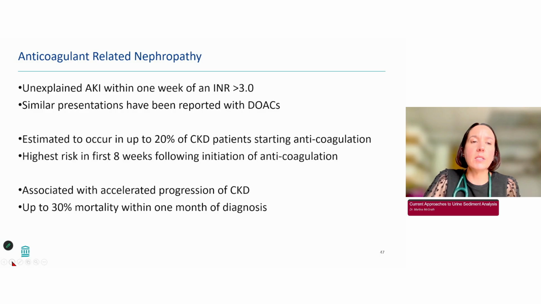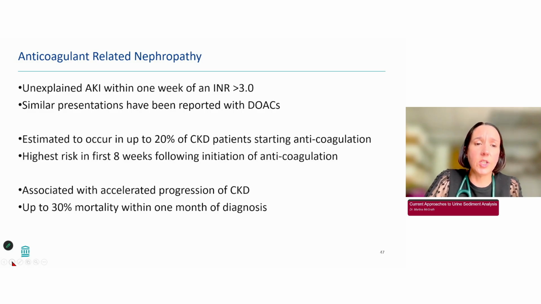This essentially is diagnosed as unexplained AKI within 1 week of an INR greater than 3, but has also been seen with initiation of DOACs. It is thought to occur in up to 20% of patients who are starting an anticoagulation, and the risk appears to be highest in the first 8 weeks following initiation.